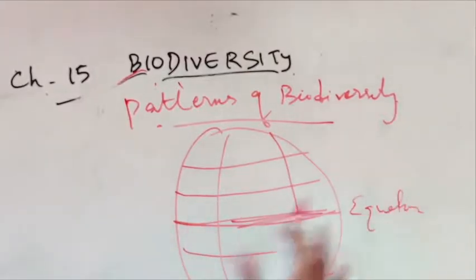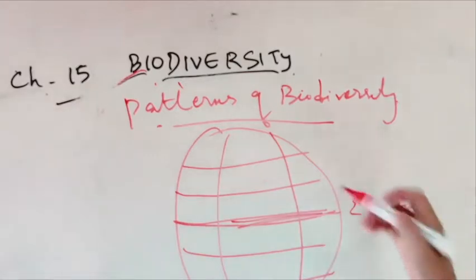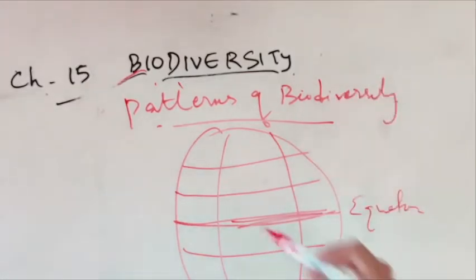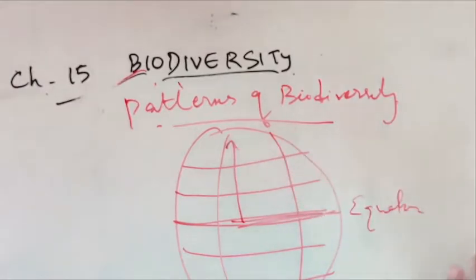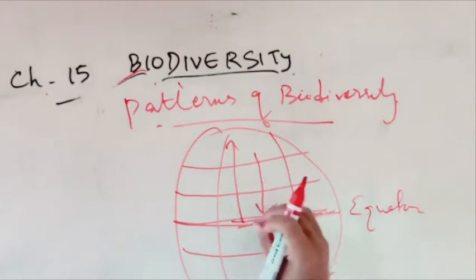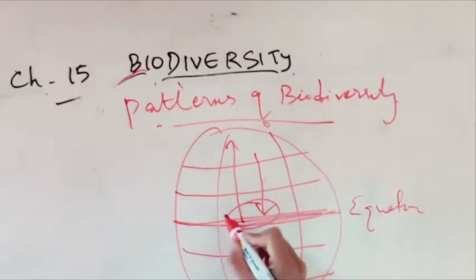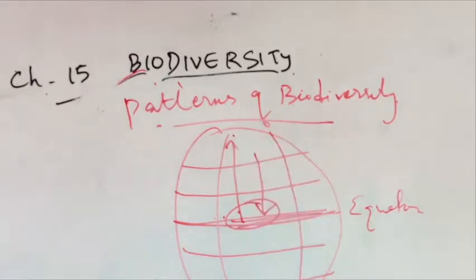Equator areas are richer in species than the poles, the North Pole and South Pole. As we go towards the poles the species richness decreases, but as we go from the poles towards the equator the species richness increases. This is a trend seen globally. Species diversity decreases as we move away from the equator towards the poles, so countries near the equator are richer than North and South Pole countries.